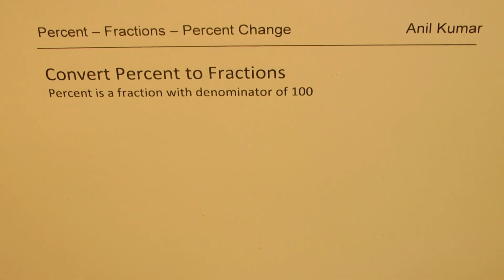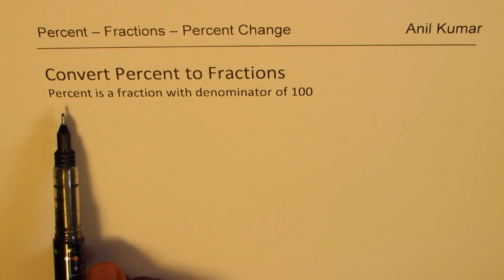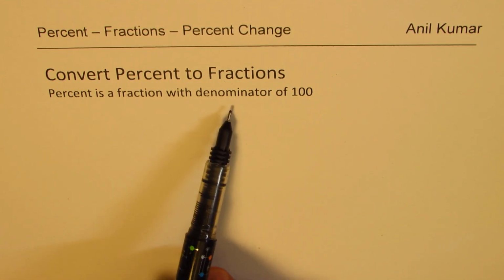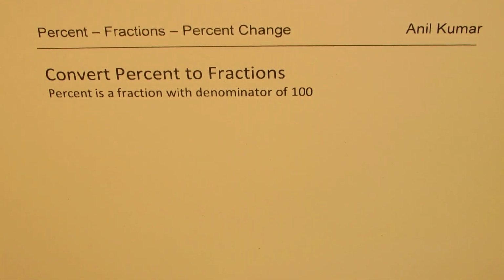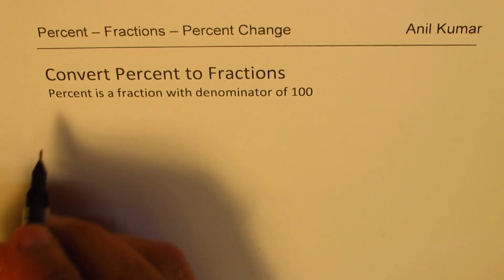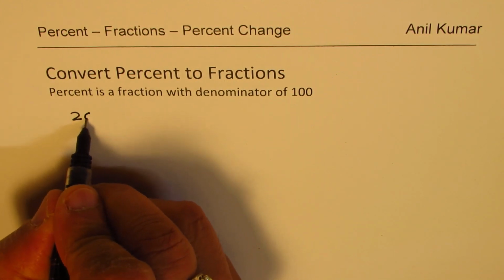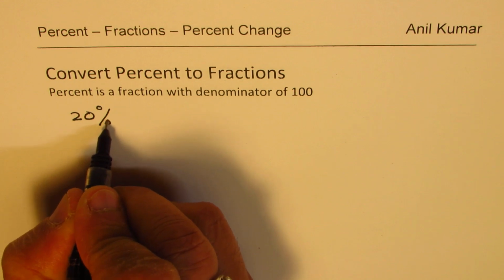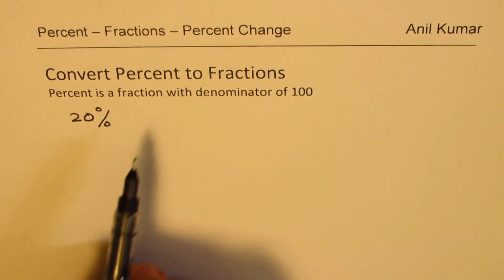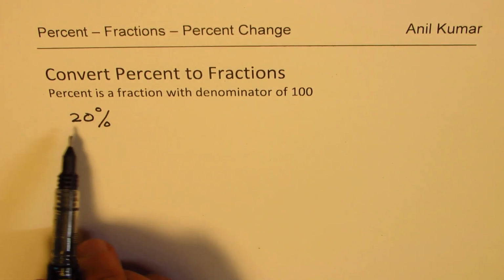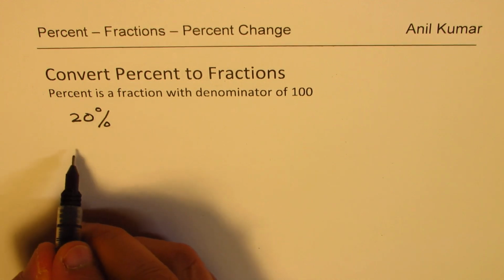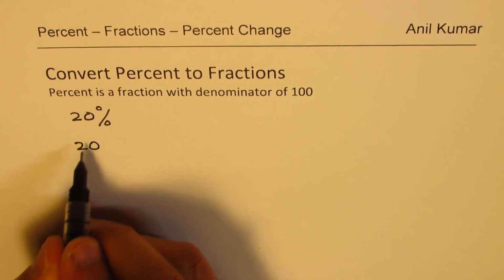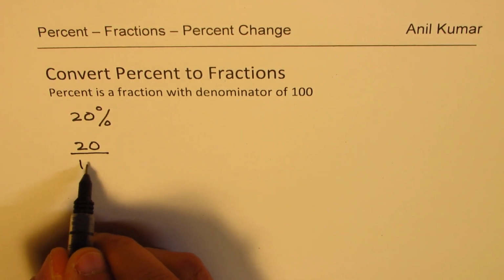So in the very first part, let us convert percent to fractions. To understand better, percent is a fraction with denominator of 100, right? This is the basic thing. So if I write percent as 20%, it basically means 20 out of 100. So that is what percent is.